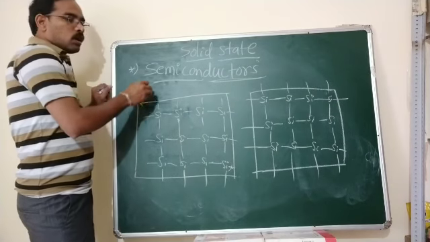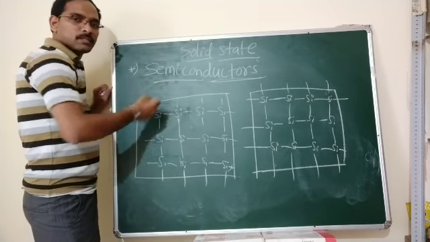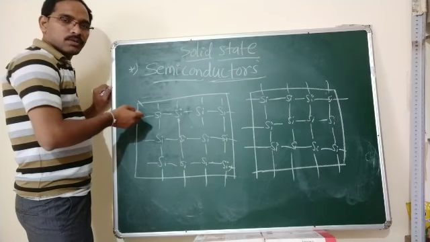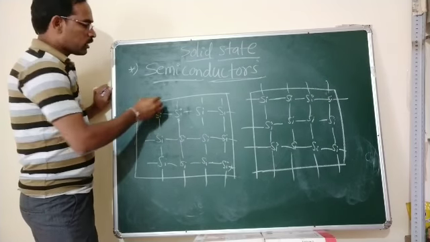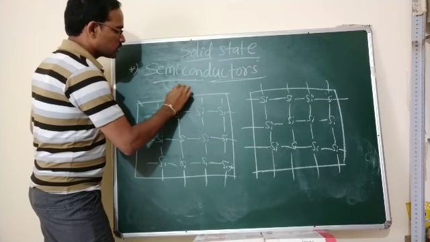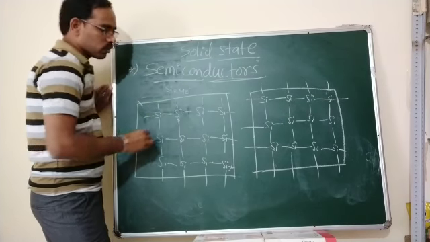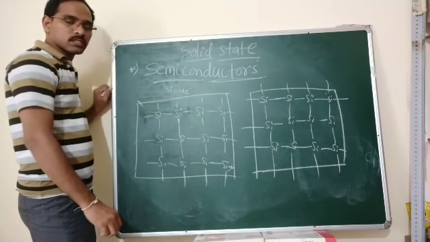Now here, we are going to discuss how N-type and P-type semiconductors are formed. I am taking silicon here. Silicon has 4 valence electrons, so it forms a structure like this.